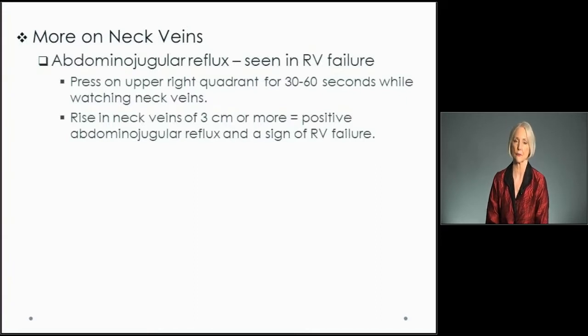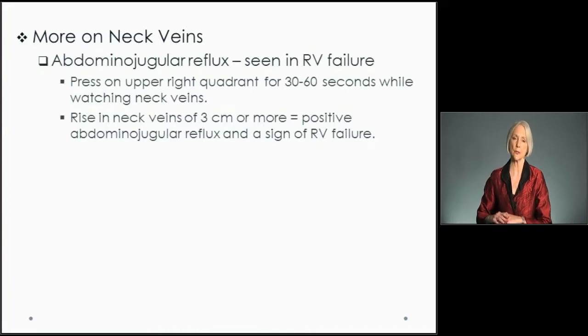Another thing that's useful in terms of evaluating neck veins is called the abdominal jugular reflux, and this is a test for right ventricular failure. You may have seen physicians doing this at the bedside when they're looking to evaluate how well the right ventricle can handle an increase in volume. They put firm pressure over the upper right quadrant of the abdomen while they're watching the neck veins. Again, the patient needs to be at about 45 degrees, and you can't just push and let go. You have to hold pressure for about 30 to 60 seconds.